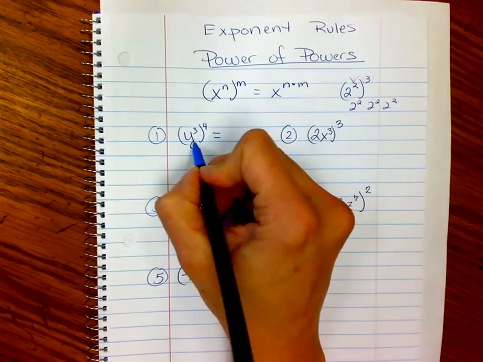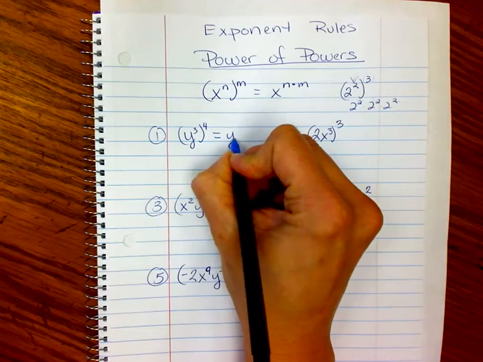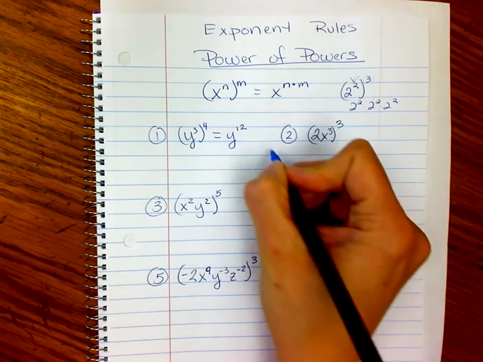So let's use our rule. Power of a power, so it's just y to the 3 times 4, which is 12.